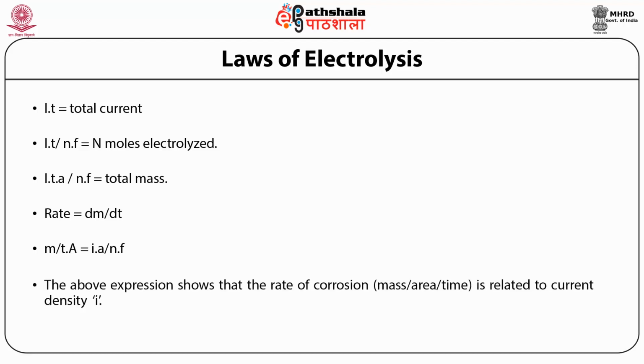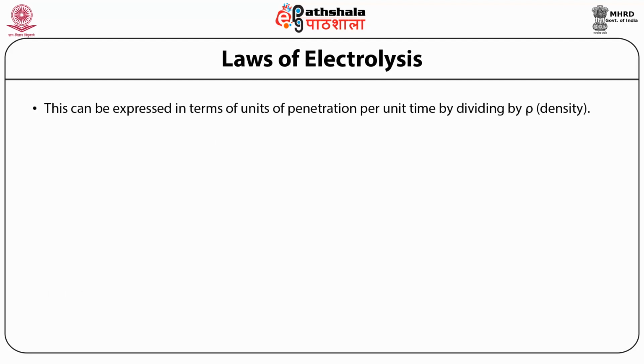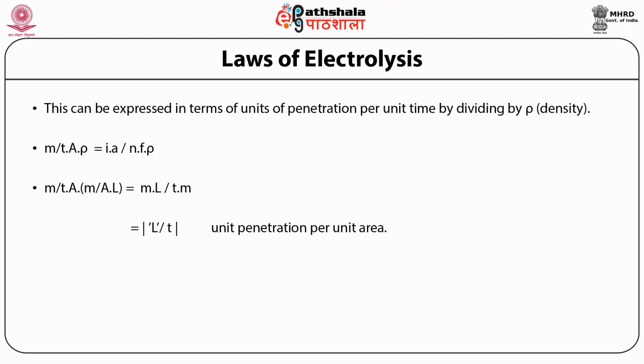The above expression shows that the rate of corrosion is related to the current density. This can be expressed in terms of units of penetration per unit time by dividing by rho. So m / (t A ρ) is equal to i A / (n F ρ). So m / (t × A × M/AL) is equal to ML / tM, which is equal to L/t. That is the unit of penetration per unit time.